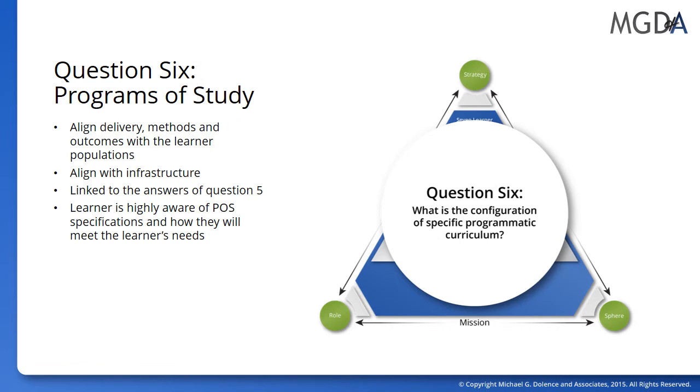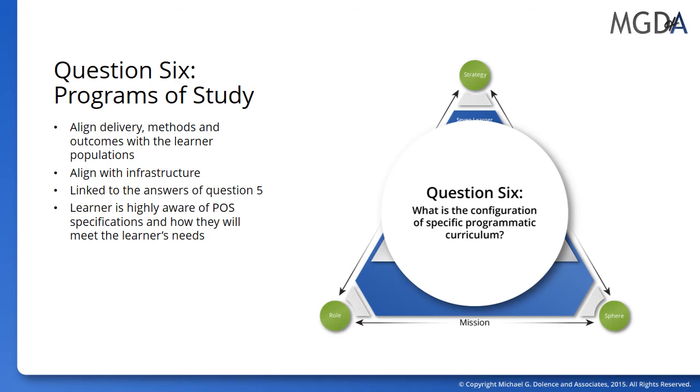The sixth question focuses upon programs by asking, what is the configuration of each specific programmatic curriculum? Commonly called a program of study, the configuration of a POS details discrete specifications designed to align a POS with the learner being served. This means aligning the POS and its methods, delivery, and outcomes with the learning population's skills, abilities, and circumstances. It also means aligning the POS with the specific infrastructure and intellectual capital of the institution.